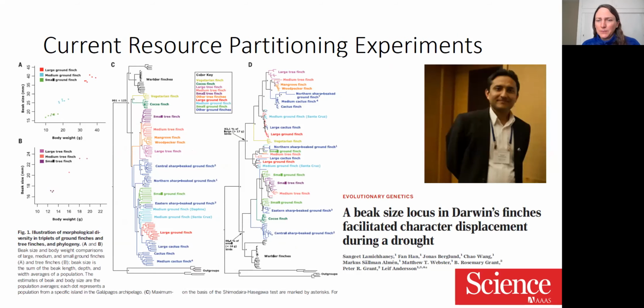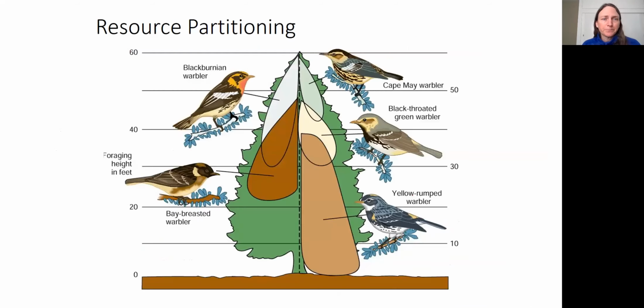And here's an example by Sanjit Lamichhaney and co-authors that include Rosemary Grant and Peter Grant. You can see, from just a couple of years ago, they're still doing research on these finches, and they're using phylogenetic trees to try to understand all of the evolutionary changes that can occur in a short period of time due to evolutionary change and changes in competition and resource partitioning.